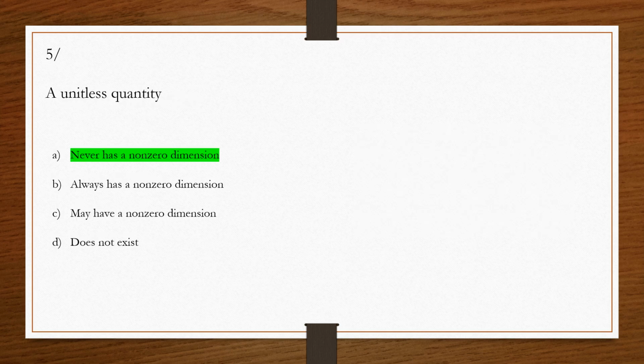Next, a unitless quantity. The options are: never has a non-zero dimension, always has a non-zero dimension, may have a non-zero dimension, and does not exist. So here the unitless quantity never has a non-zero dimension. So we can say that if a quantity has no unit, that means it has no dimension.